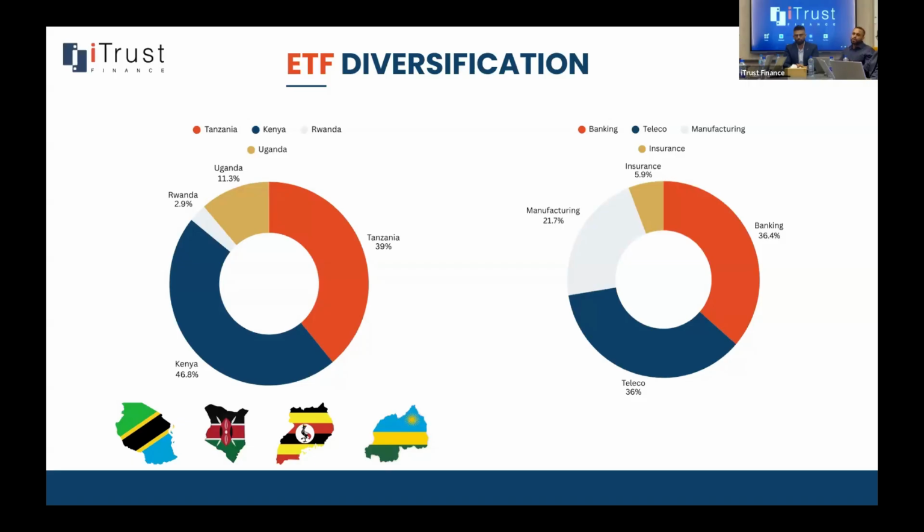Now, it's not only that you get diversified from country allocations, we also have a sector allocation diversification. As you saw, we were holding the likes of NMB, Equity Bank, KCB, which happen to be part of the banking sector, which allocates to 36.4%. We also had the likes of Safaricom and Vodacom, which would be part of the telco sector, which was holding 36%. We have the likes of TPCC and BAT from Kenya, which would make up the 21% in the manufacturing sector. And lastly, we also have the likes of Jubilee Holdings, which gives you exposure to 5.9% of the insurance industry.